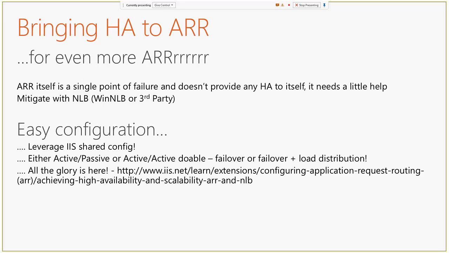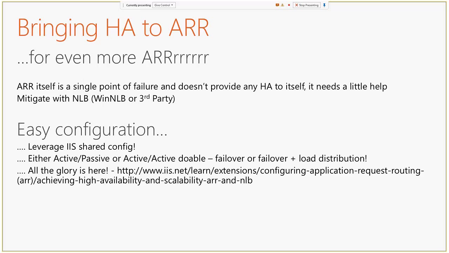One thing, if you want to go ahead and bring up multiple ARR boxes, is you can leverage the IIS shared config. So you can have like a primary box that's going to be the one that gives you out like a master config. I copied in the link for that, and there's like an active-passive and active-active combination doable for that.